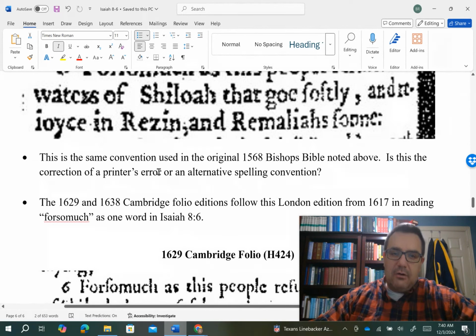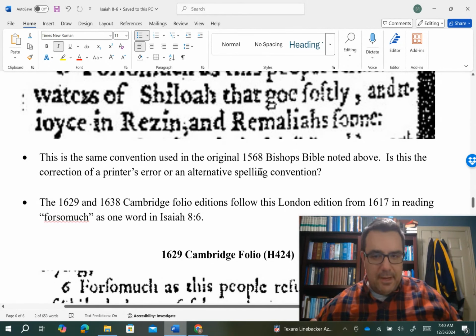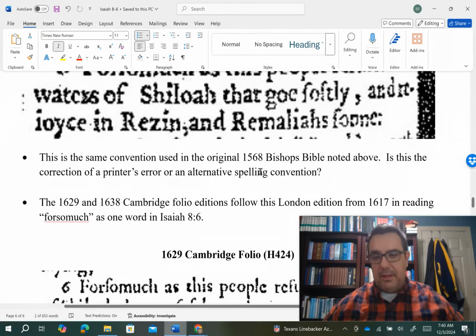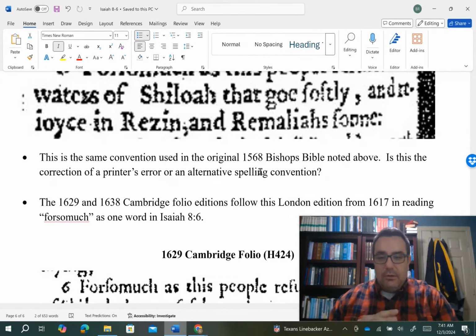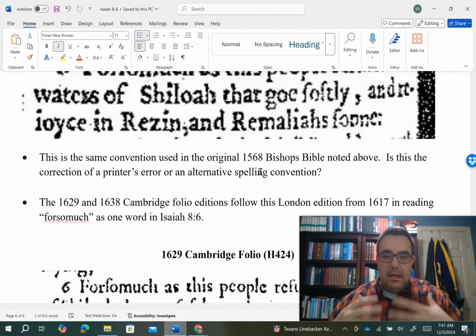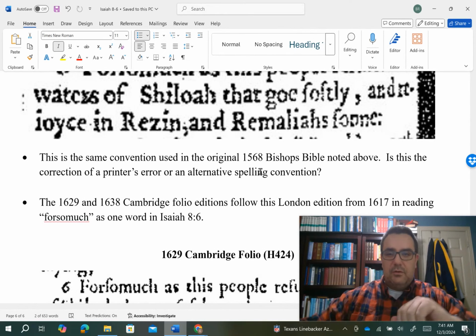Now, is this a correction of a printer's error or an alternative spelling convention? For me, this is an alternative spelling convention. There is not a printer's error in the 1611 because you can go back and trace all of the historical printings before that and see that the vast majority of them had "for so much" as three separate words. So this 1617 Duodecimo edition coming out of London is the first one that we know of currently right now that makes the convention change between "for so much" as three words to "forsomuch" as one word.